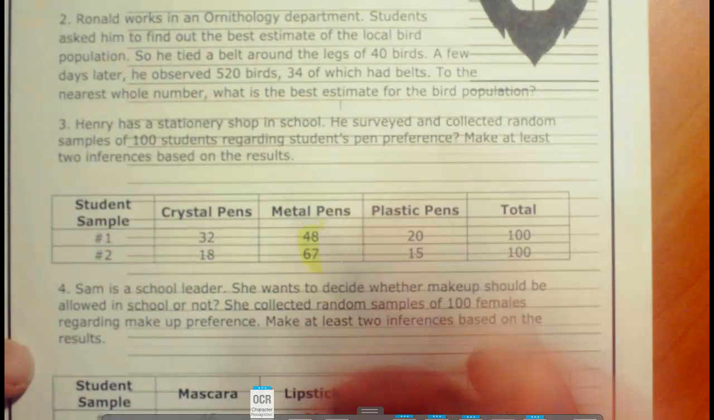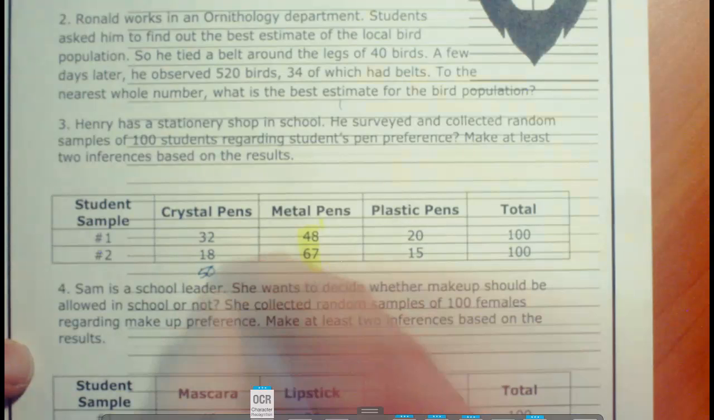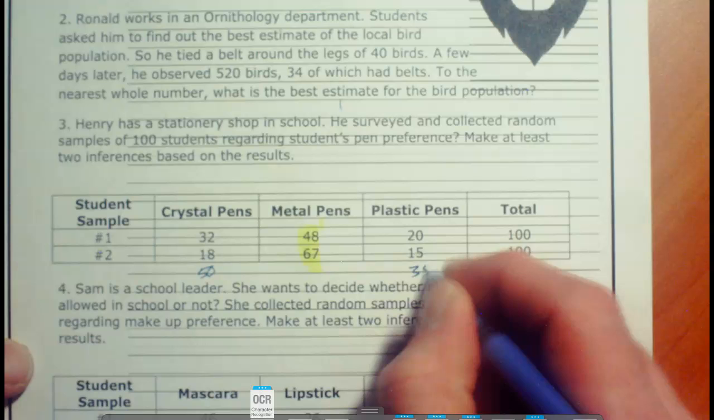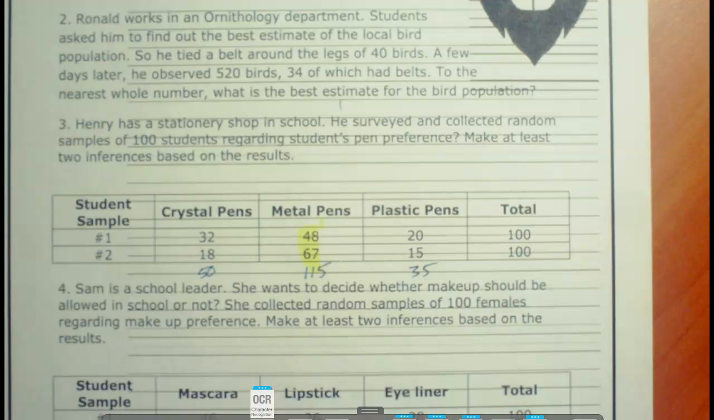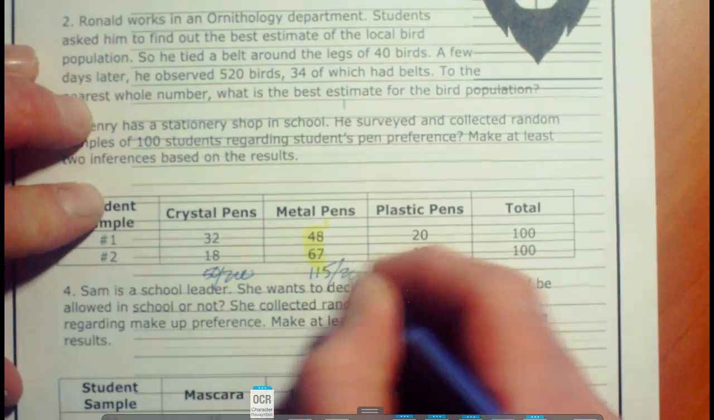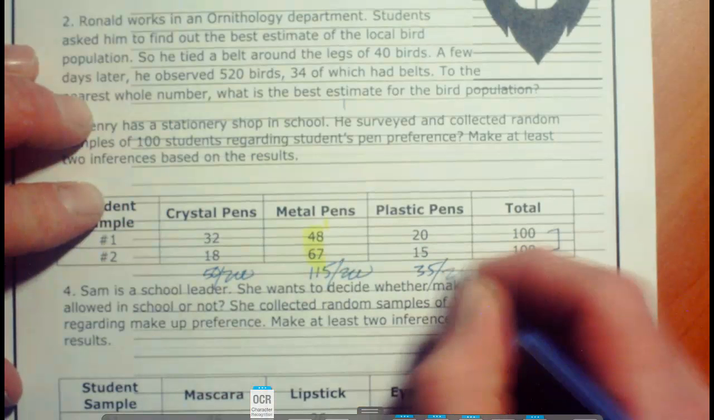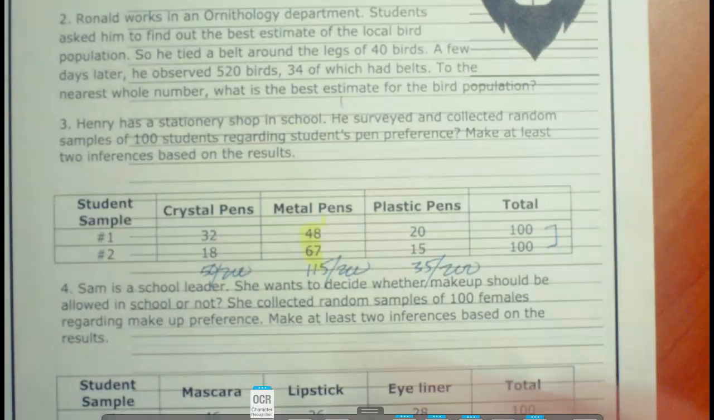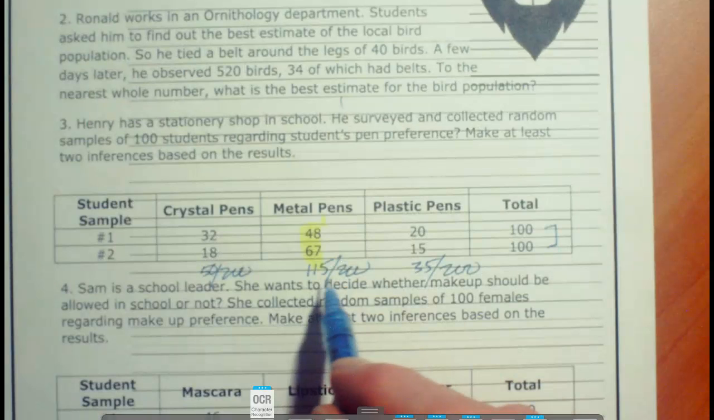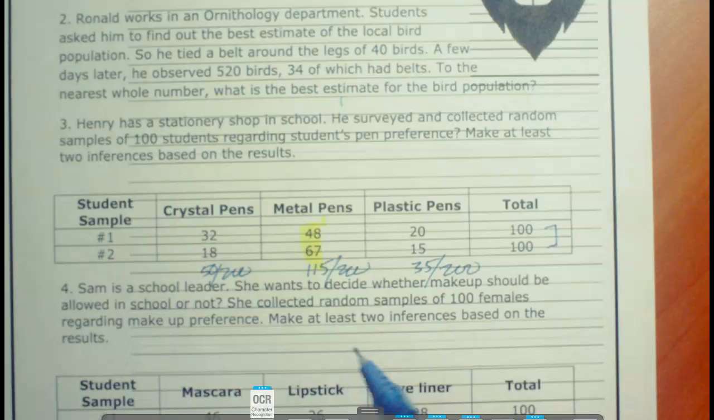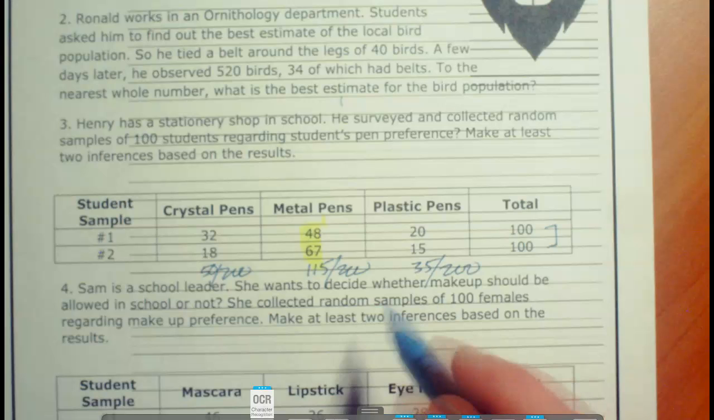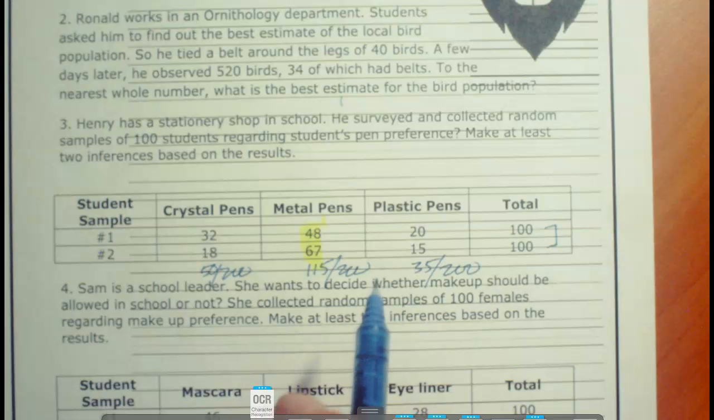I can say that the best would be to add them all up. So here you got 50. Here you've got what's this, 35. This should be 115, I believe, if I had that right. 115 total. So these are out of 200, because I added both samples together. You could say that people chose metal pens, or more than twice as many people chose metal pens over crystal pens. You can say that metal pens were chosen 3-to-1 over plastic pens, or approximately 3-to-1.